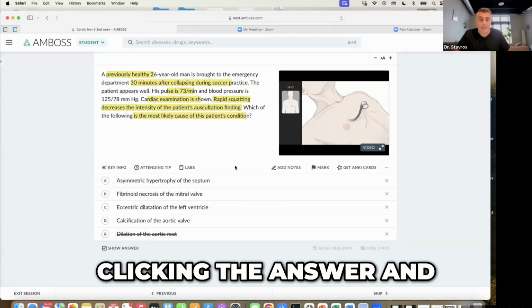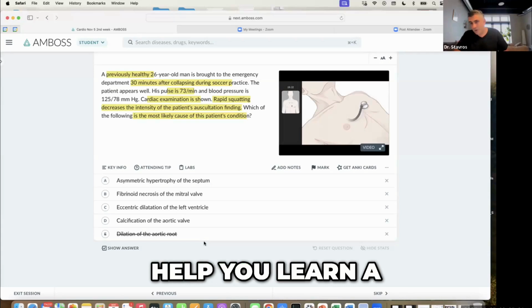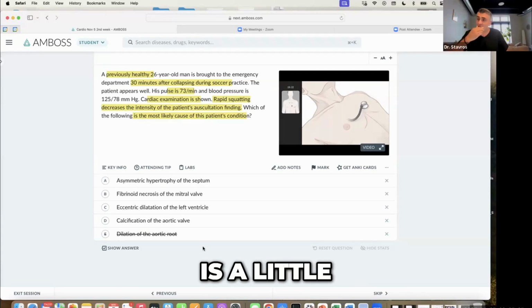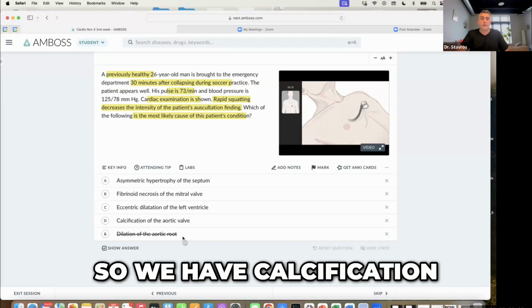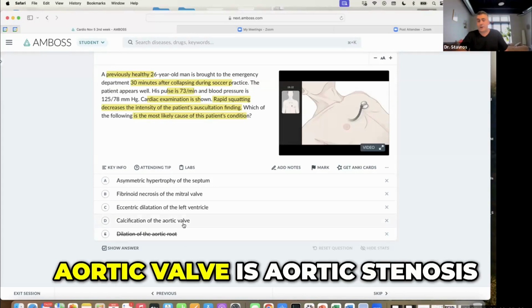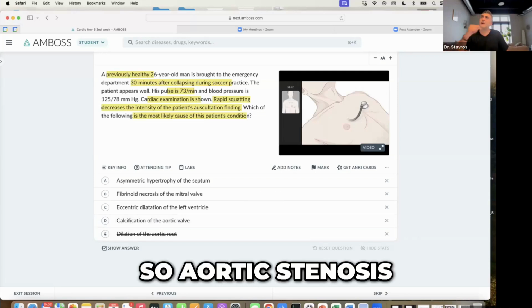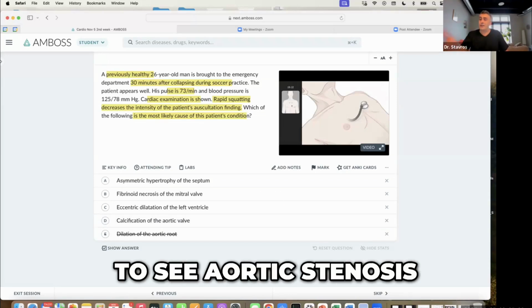This is how you pass the test in a short time frame, guys. I hope you know, clicking the answer and moving isn't going to help you learn a lot if you realize your foundation is a little weak, okay? So we have calcification of the aortic valve is aortic stenosis. So aortic stenosis, you think, what do you want to see in aortic stenosis, right?